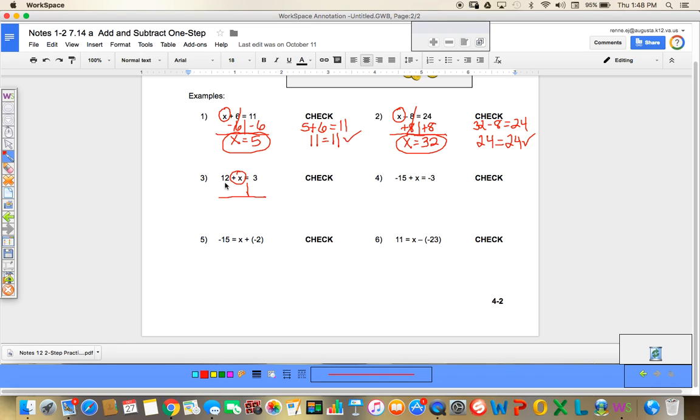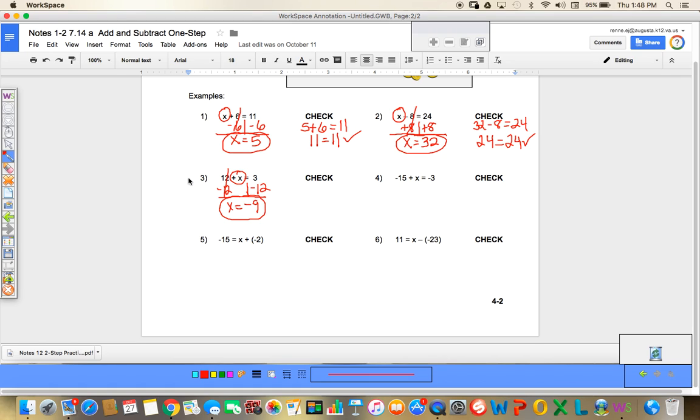So now we want to get rid of 12. Well, you got to think about, would we add 12 or subtract 12? If you said subtract 12, you are correct, because 12 minus 12 equals 0, so that cancels. Bring down your variable. 3 minus 12 is negative 9. So x equals negative 9.